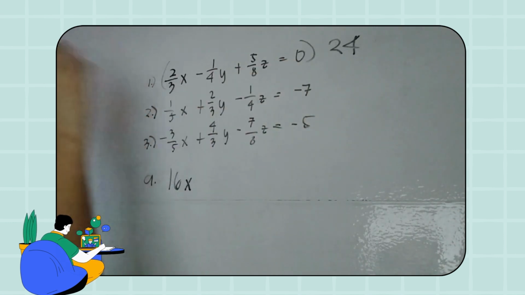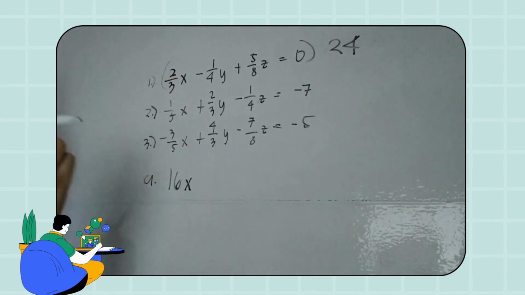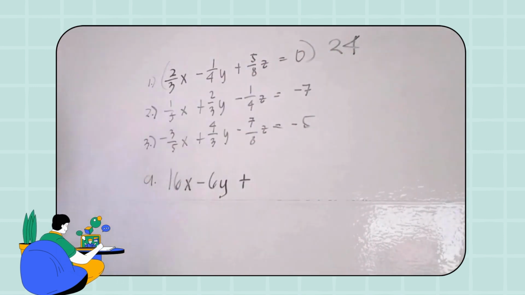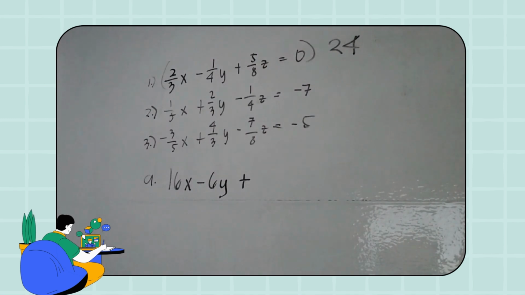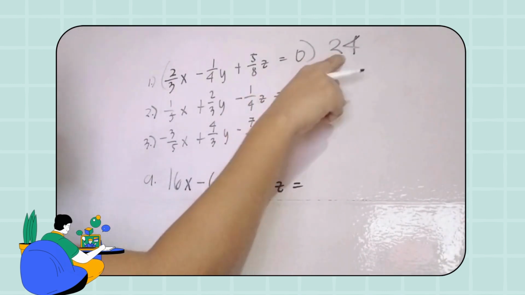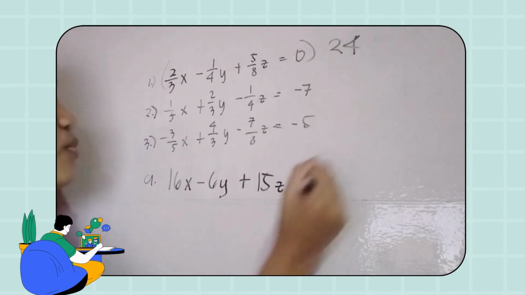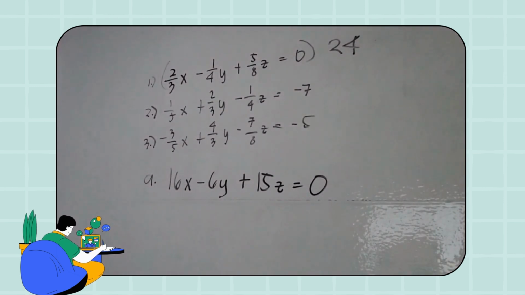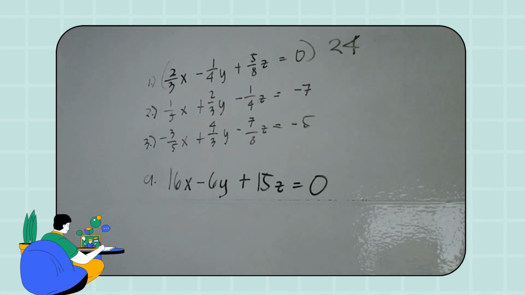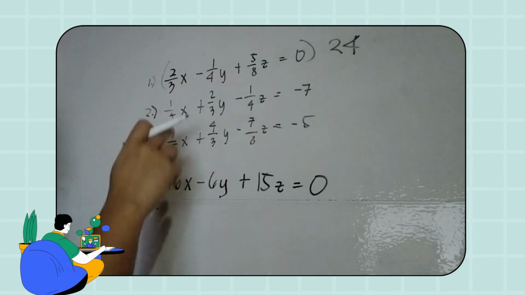24 divided by 4 is 6, times negative 1, so we have negative 6y. Then 24 divided by 8 is 3, times 5z, we have 15z equals 0 times 24, which is still 0. So the simplified version of the first equation is 16x minus 6y plus 15z equals 0.